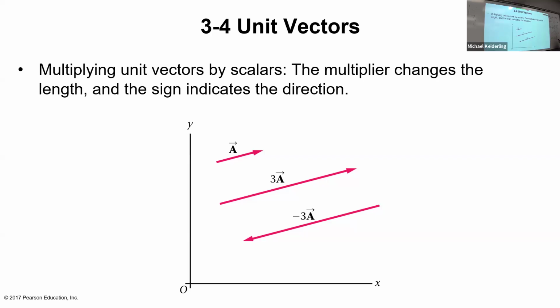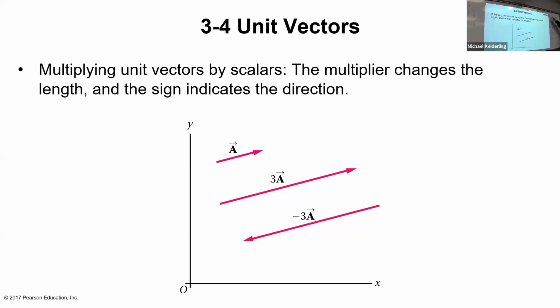So if we have a vector of unit length and we multiply it by a scalar, the multiplier changes the length. So if we have a here, this is 3a, and this is negative 3a. So a minus sign will indicate the direction. If we have our unit vector in the x direction, and our vector has a positive x component of like 5, we'll put 5 times x hat. If it has a negative x component of like 3, it'd be negative 3x hat.